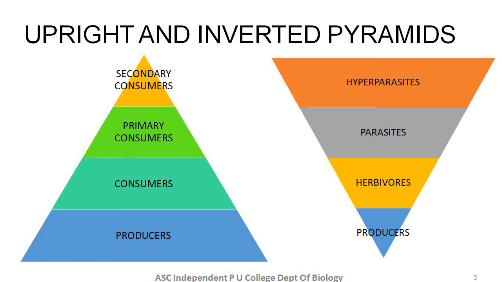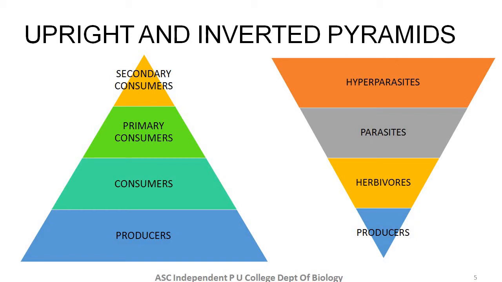In most of the ecosystems, the number and biomass of producers are more and those of the consumers are less. This type of ecosystem has a pyramid where the apex is pointed upwards. This type of pyramid is called an upright pyramid. In some ecosystems, the number and the biomass of the producers are less and those of consumers are more. This type of ecosystem produces a pyramid where the apex is directed downwards. And such pyramids are called inverted pyramids.